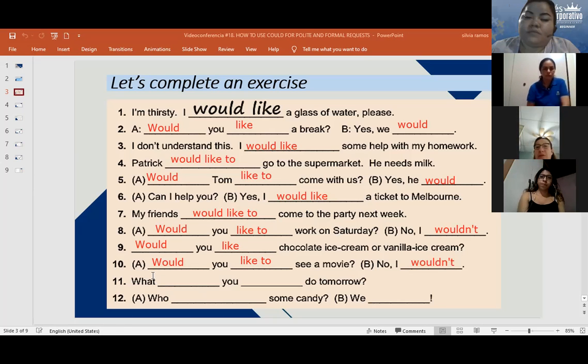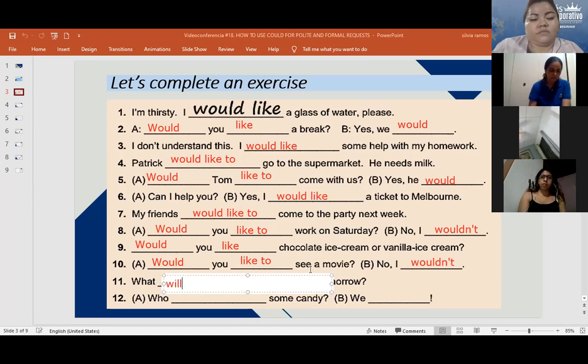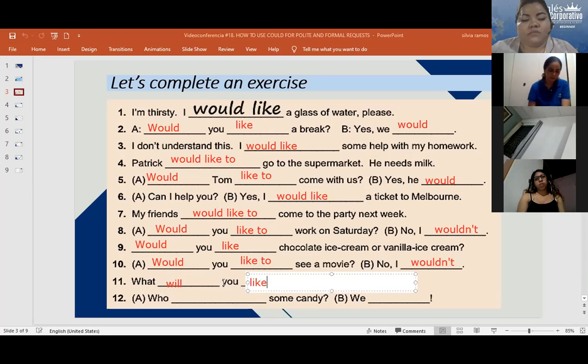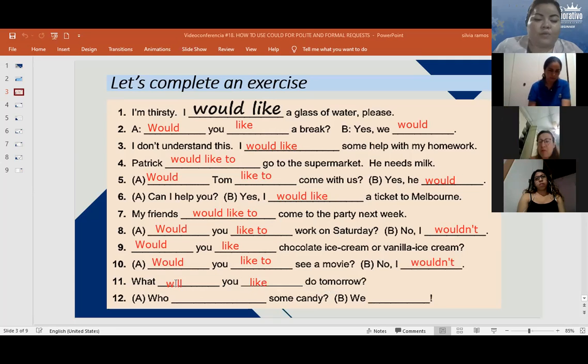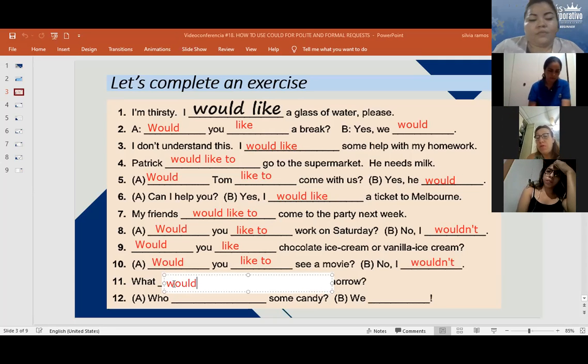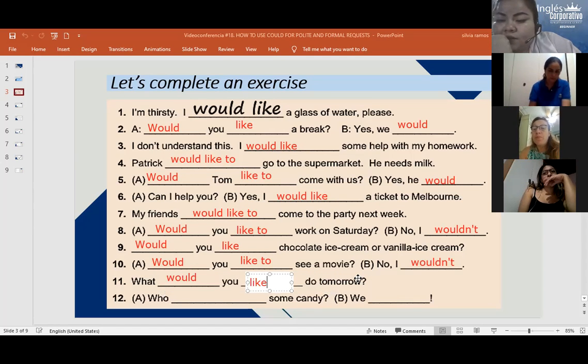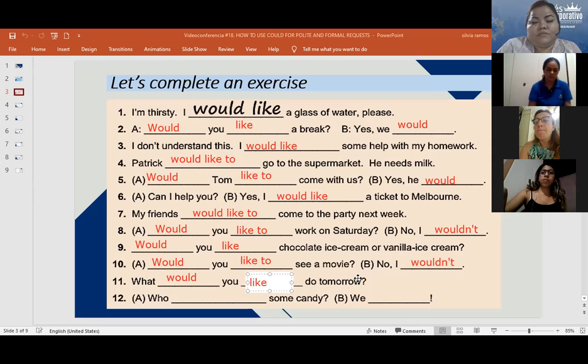What would you like? Okay, pronunciation matters. Very good. What would you like tomorrow? Is that it? ¿Así lo dejamos, Jonathan? No. Permítame, aquí estoy revisando mis apuntes. No, eso no lo había completado, teacher. Solo hasta ahí me había quedado. Okay. Perdón. It's okay.